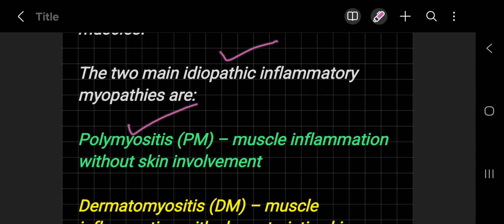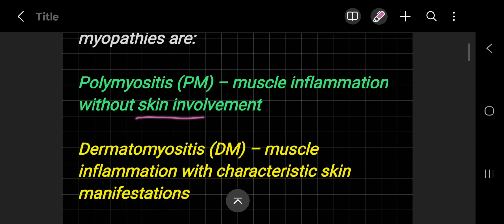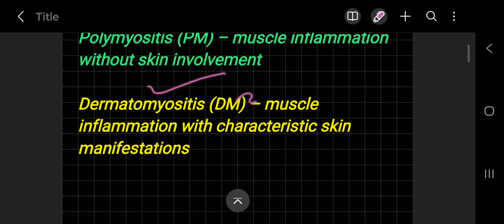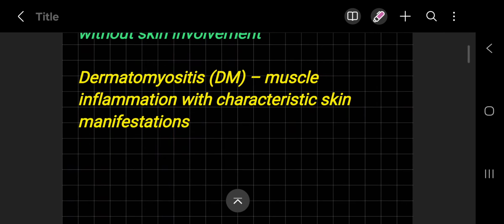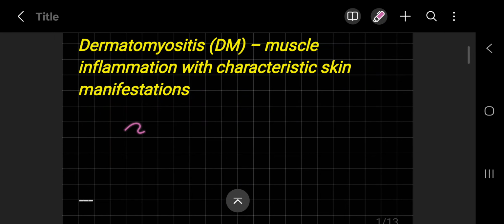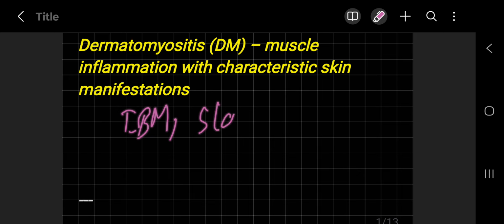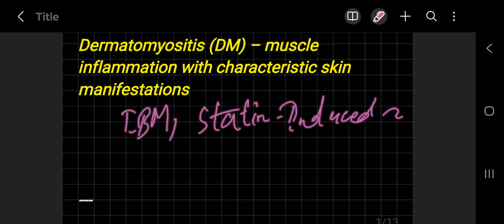First one is polymyositis, in which there is only muscle inflammation present but skin involvement is not present. In dermatomyositis, there is muscle inflammation and also there are characteristic skin manifestations like skin rashes. Other myopathies are also seen, like inclusion body myositis, statin-induced myositis, etc. But I will discuss dermatomyositis and polymyositis in detail here.